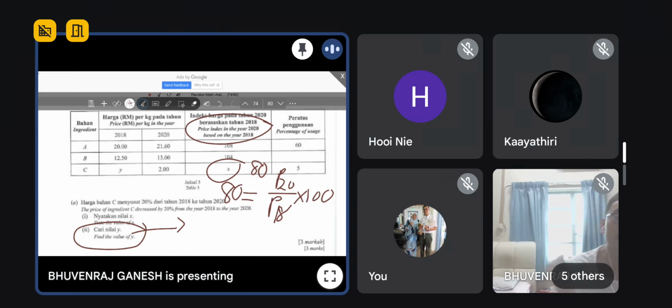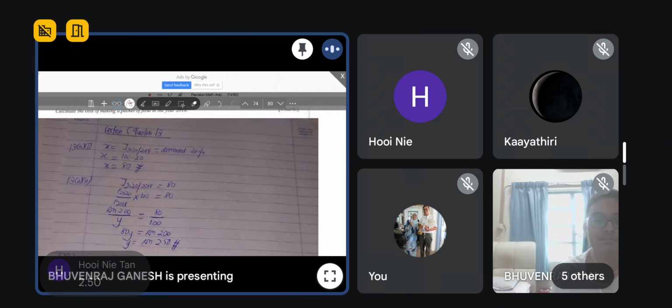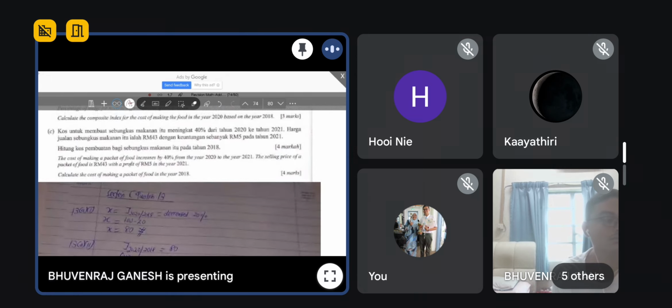Okay, so basically you just substitute all the value only. So P20 is RM2 bahagi dengan P18 is Y. Nilai Y adalah tahun 2018 times 100. Okay guys, so you can solve for your Y value. So Y, kamu akan dapat jawapan 250. Very good. Okay, 250. Okay, so this is for 13A2.